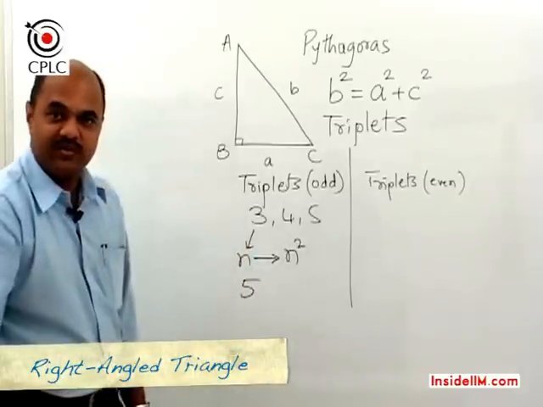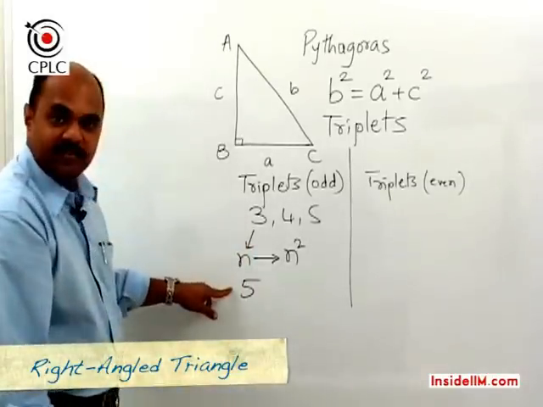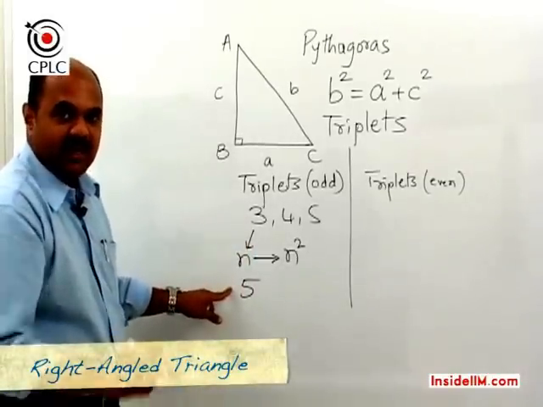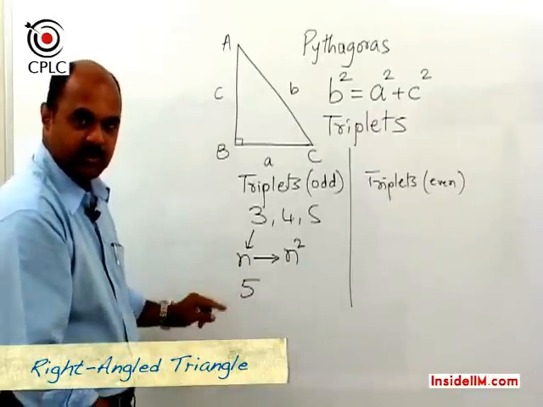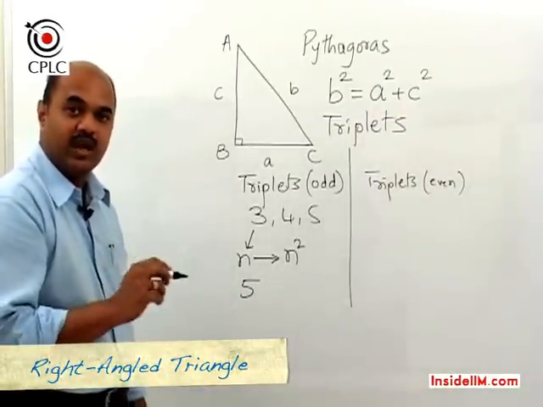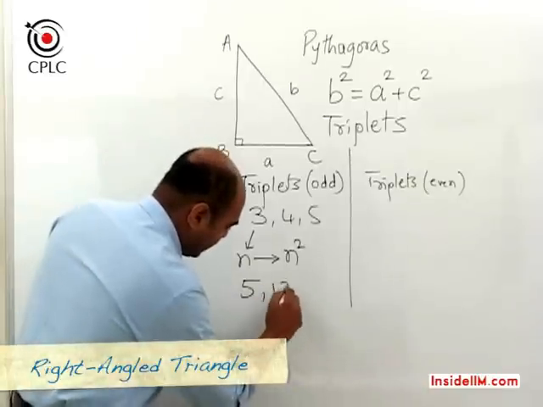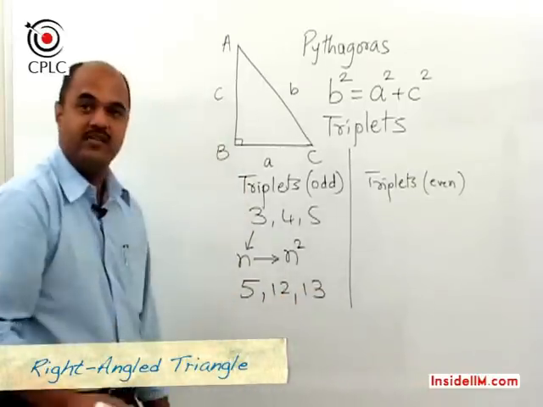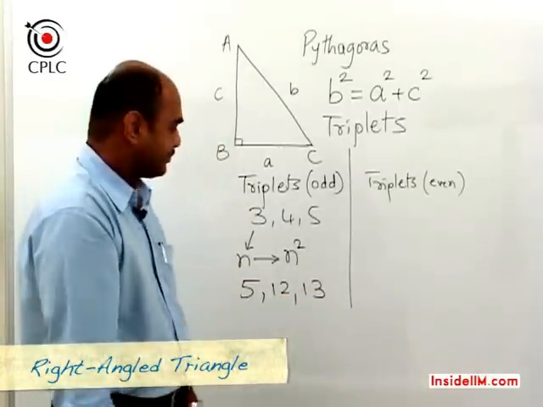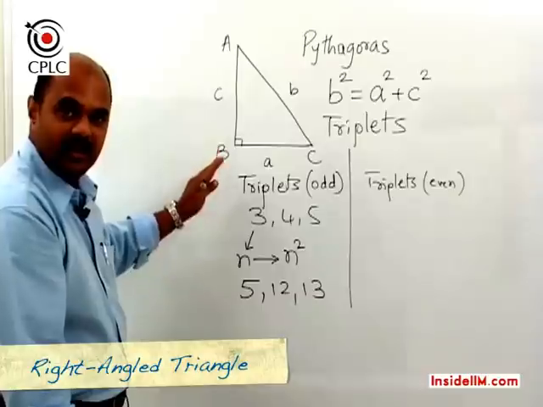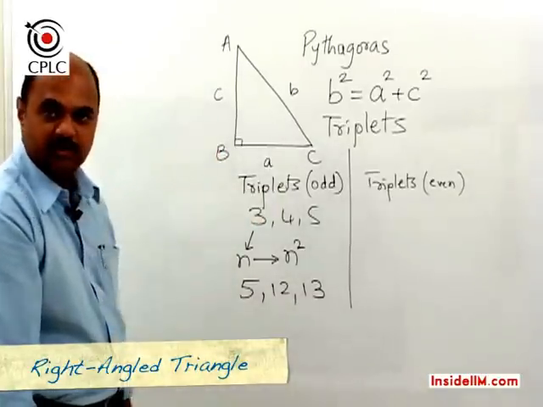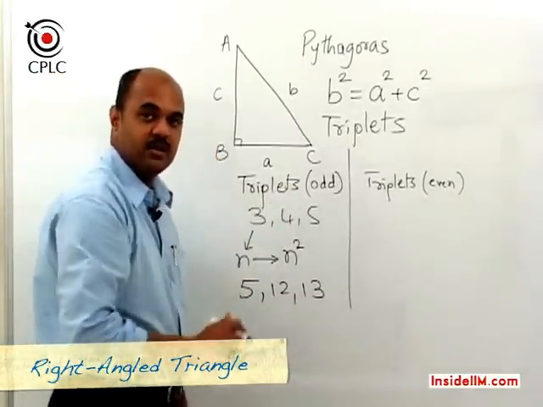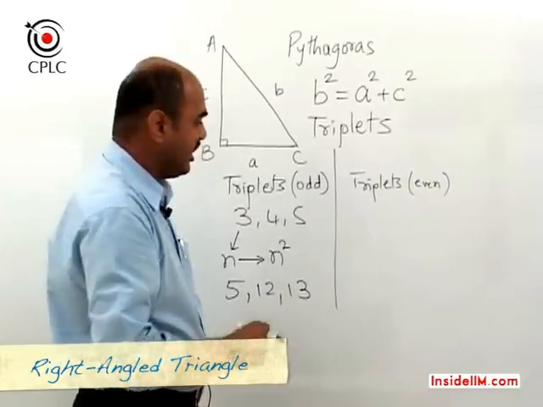If we want to start with 5, the square of 5 would be 25, and if we were to write 25 as the sum of two consecutive numbers, those numbers would be 12 and 13, and hence we know 5, 12, 13 is a triplet. This is how we can actually arrive at all possible triplets starting with odd numbers. Let's see something similar for triplets starting with even numbers.